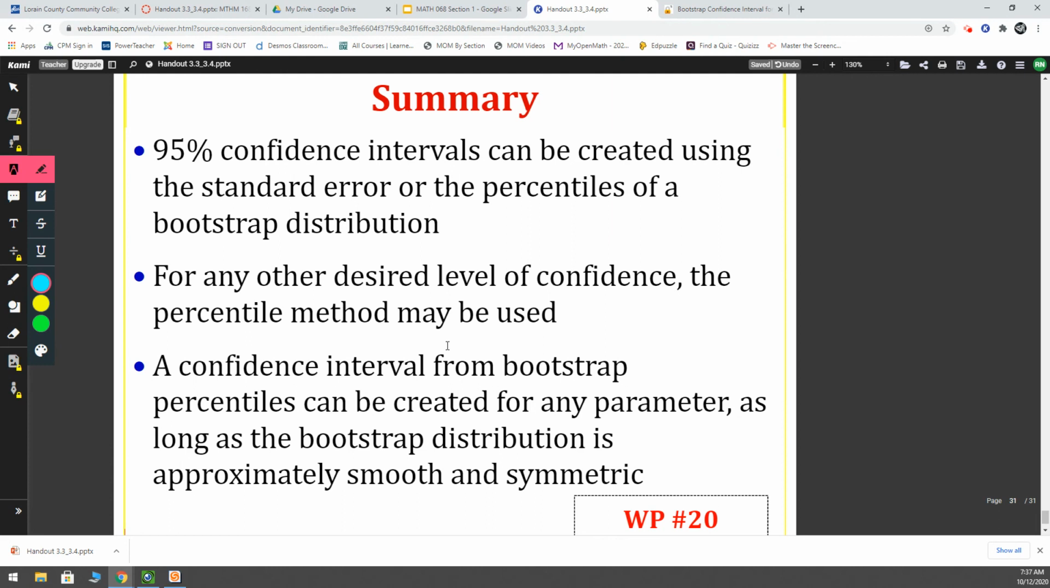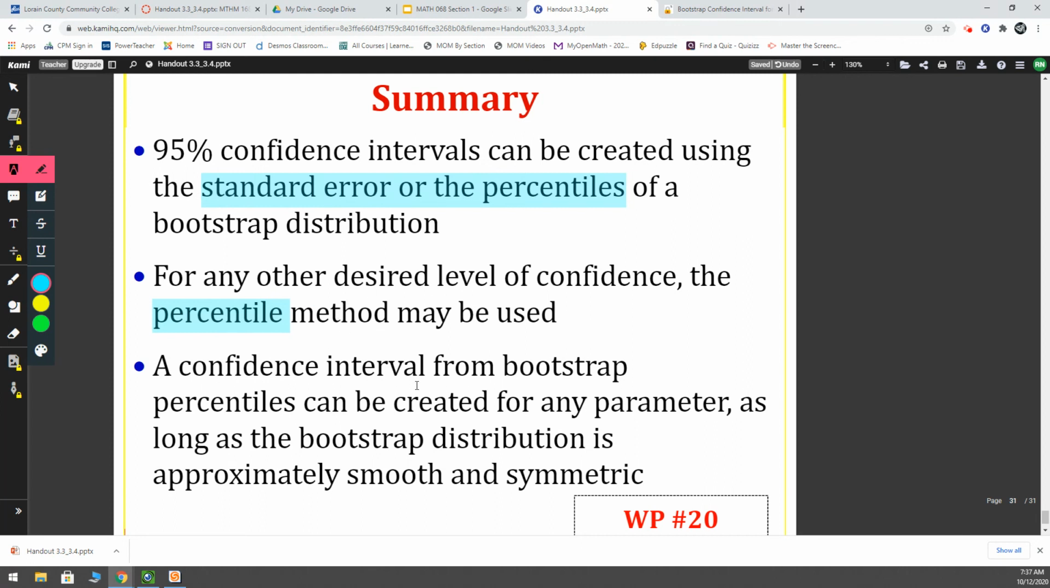Hey, we're at the summary already. That's awesome, isn't it? A 95% confidence interval can be created using the standard error or the percentiles. Either one of these will calculate a good CI. For any other desired level, you have to use the percentile method. That's really the one thing I want you to take away from this: if it's not a 95, you have to go to the percentile method.